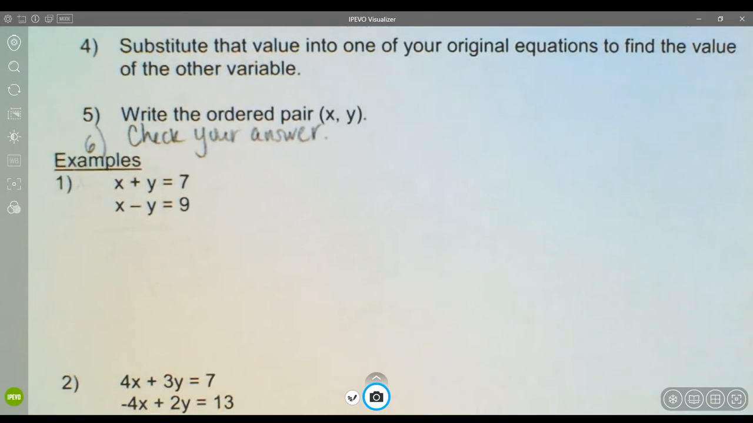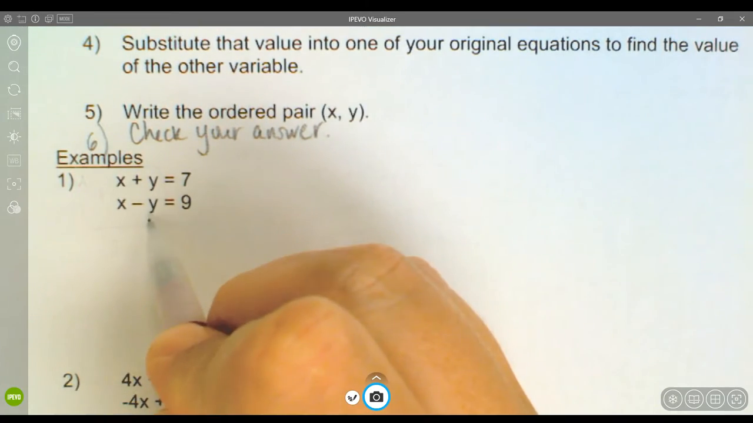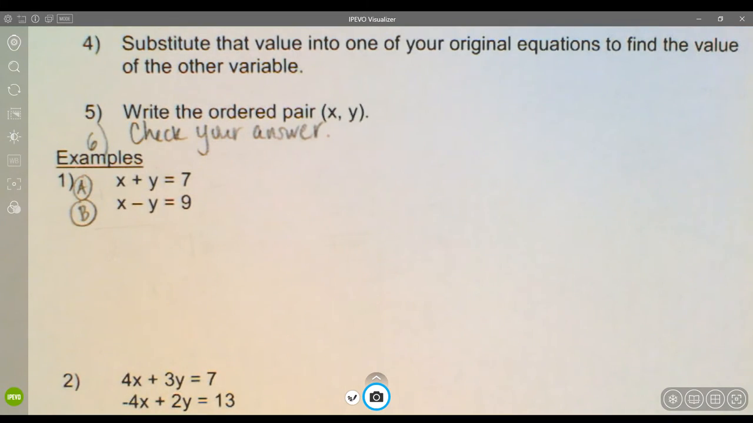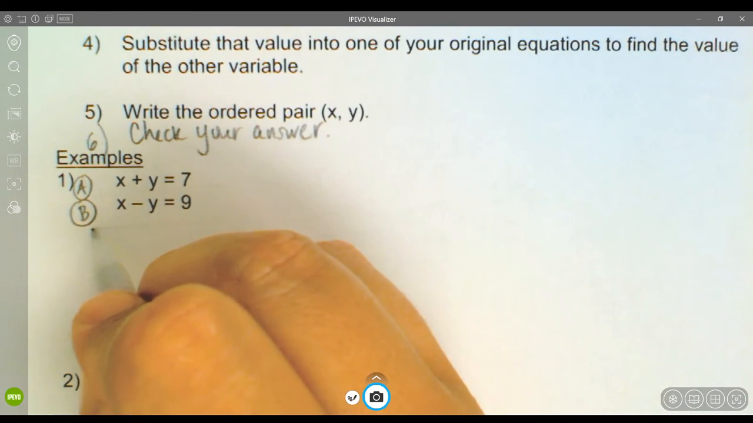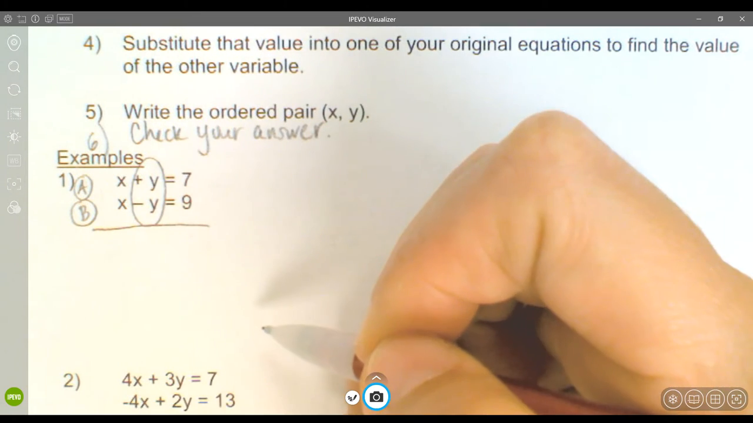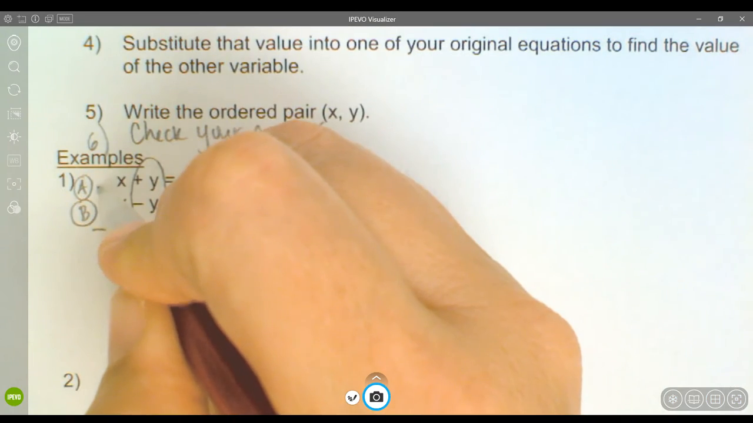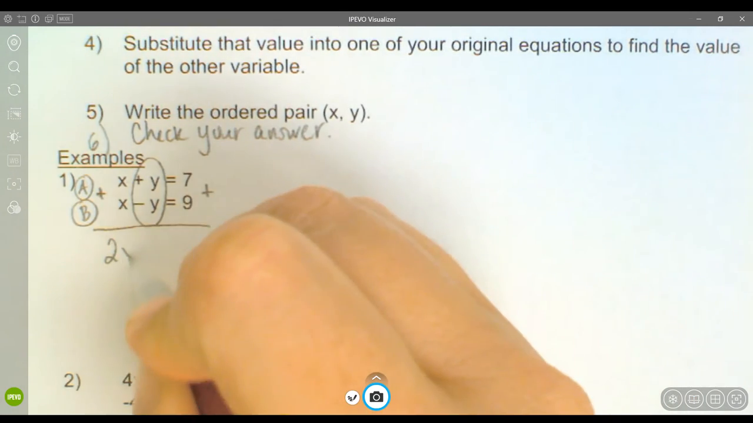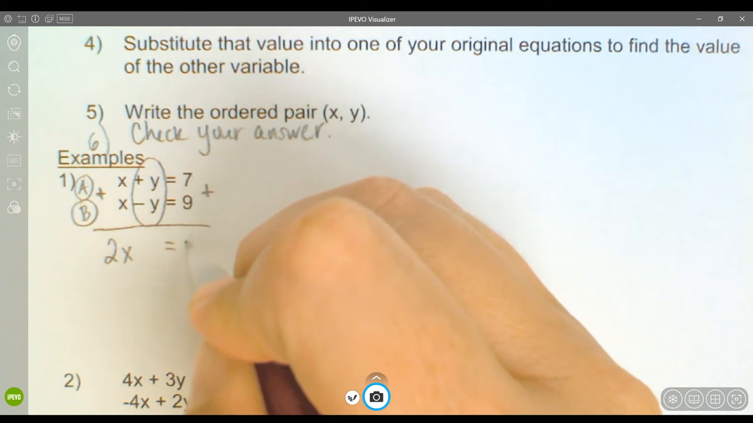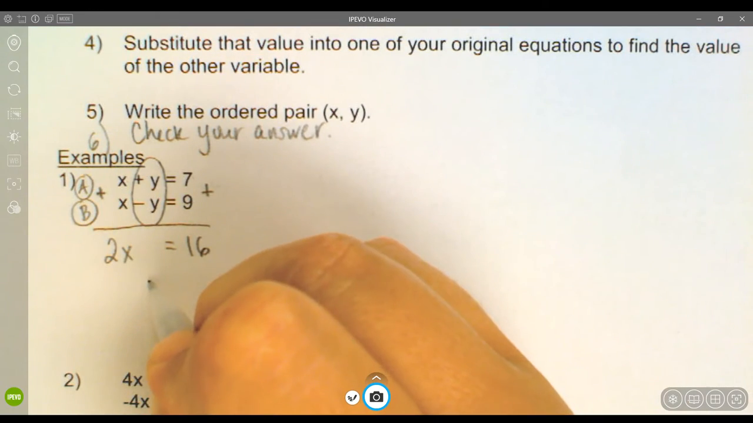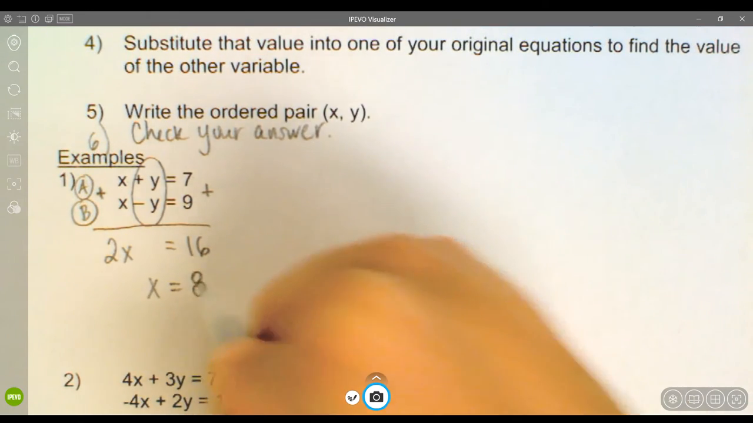Let's look at number 1, shall we? I notice that I have two equations, and I see that I have a y and a negative y, and I'm still using my same process here of labeling my equations. See that these are opposites, so when I add, those will zero out. But if we add the y terms, we have to add all the other terms. So what happens when you have x plus x? Well, the result is 2x. And the sum, 7 plus 9, is 16. Now I have a one-step equation. If 2x equals 16, then x must equal 8.